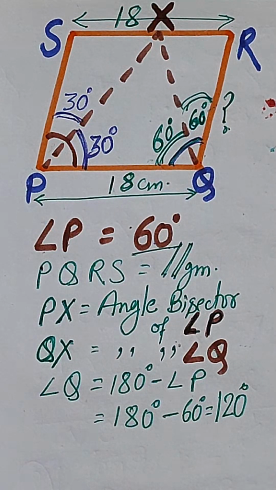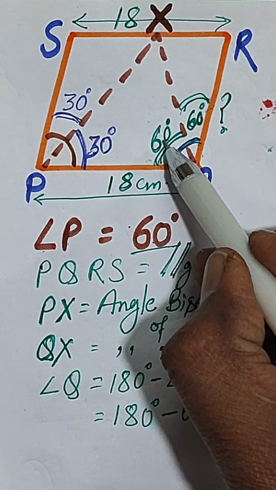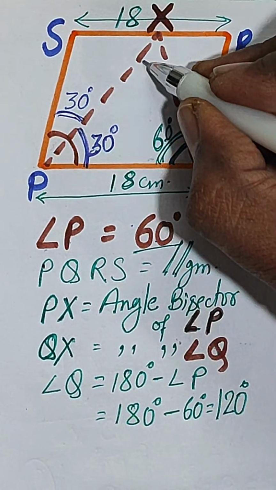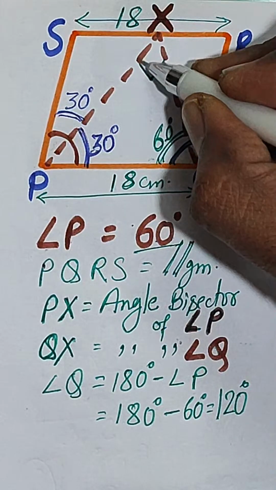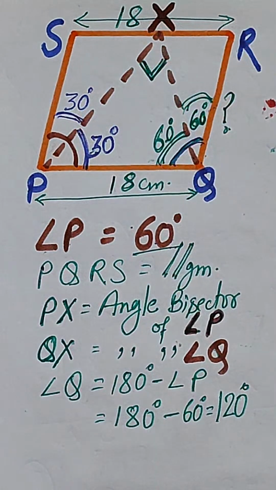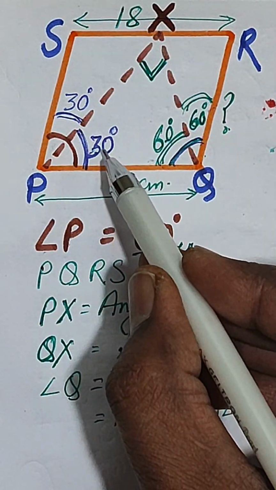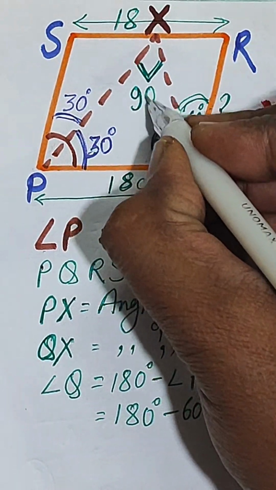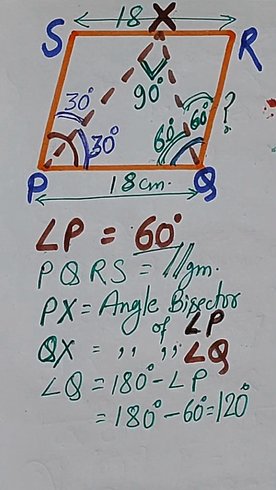Now, since this angle is 30 and this is 60, that means 90 is there. Then we can say that angle PXQ will be equal to, since the sum of all angles of any triangle is 180 degrees, and if this is 30 and this is 60, this angle can be easily calculated as 90 degrees, angle PXQ, right?